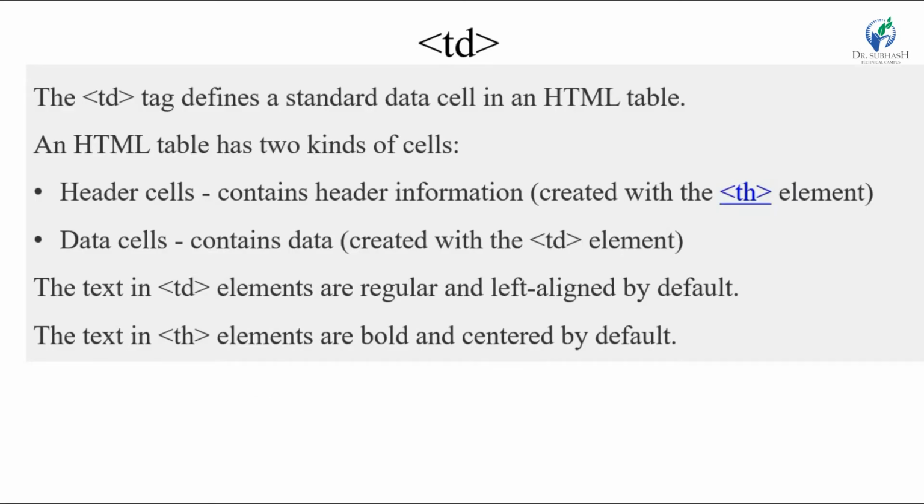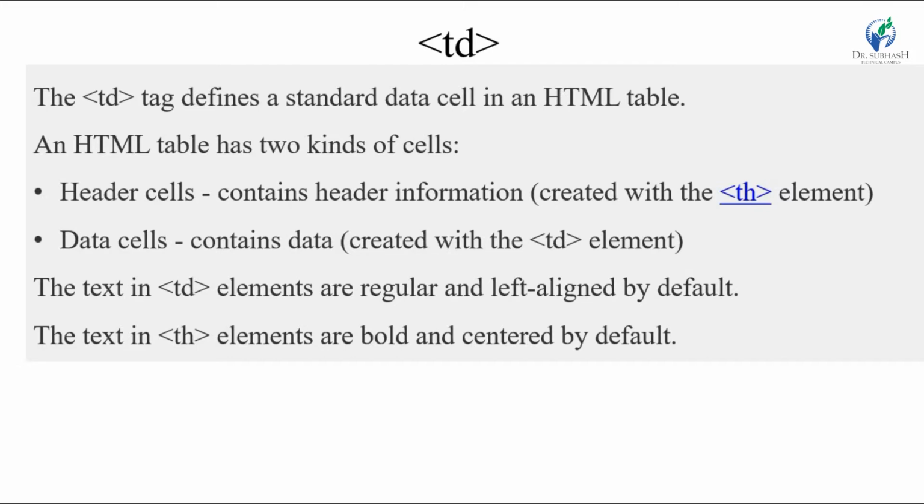Now the next tag is the td tag. The td tag defines the standard data cell in the HTML table. You can say it is used to create a table cell. Inside that we are going to store data. We are going to display data. So an HTML table has two kinds of cells. It will have a header cell, and it will have a data cell.